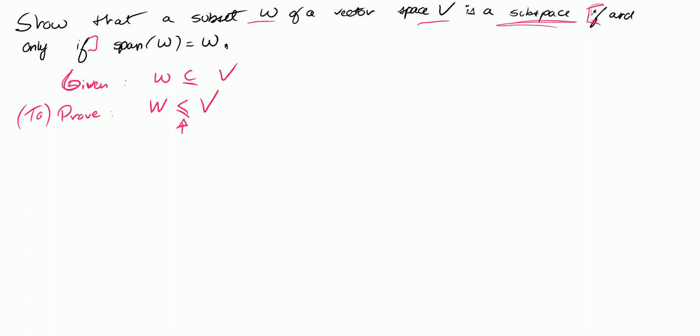If and only if. So now I'm going to write the shorthand notation for an if and only if. It's a two-sided arrow. We usually write it like this. So W is a subspace of V if and only if span of W is equal to W. So let me give you a quick proof concept on an if and only if. Proof concept for if and only if.